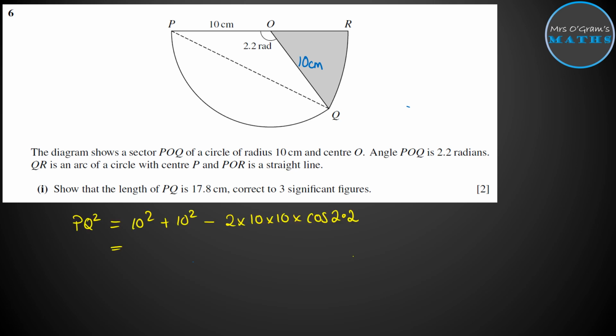And that comes to 317.7. So PQ is the square root of that, which equals 17.8 centimeters.